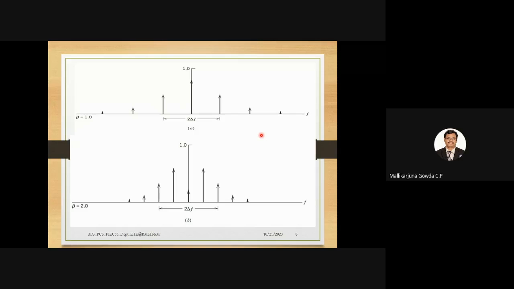Here I'm keeping the amplitude of the message signal constant, but I'm varying the frequency of the message signal. So what is the difference you're able to find? You're able to see more spacing from the carrier frequency, right? Because I'm varying the frequency of the message signal. Are you able to see this spacing? Spacing is increased from the carrier frequency, right? Yes or no?